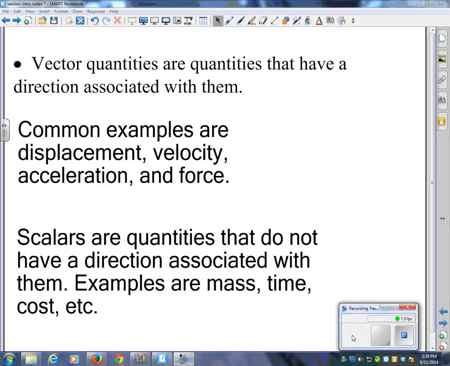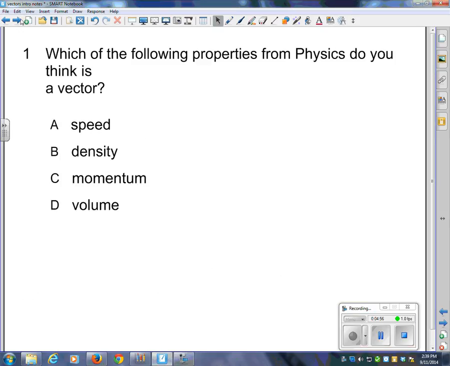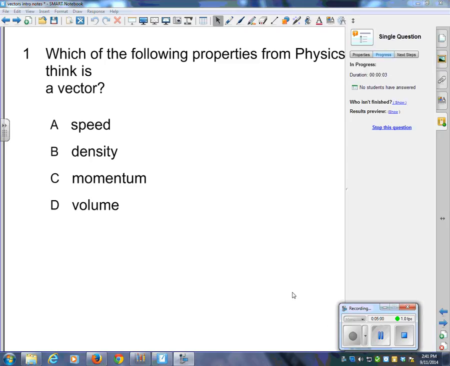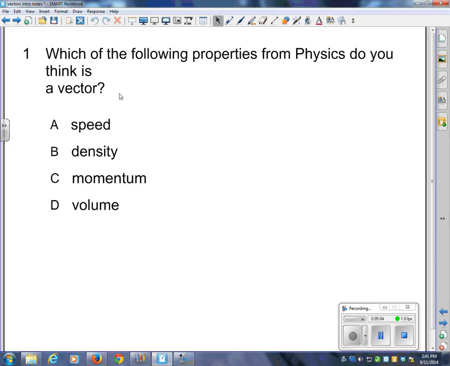Examples, maybe identify them. Oh yeah, clickers. The question is, which of the following properties in physics do you think is a vector? Is it speed, density, momentum, or volume? None of those are the big four that I just gave you, so you have to come up with one.